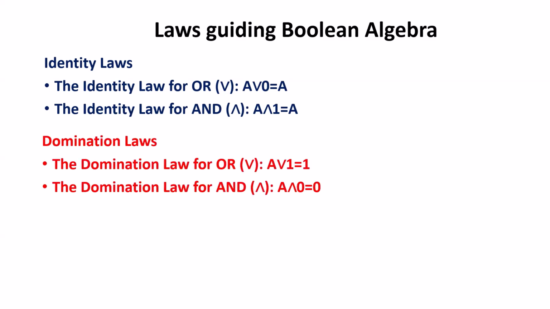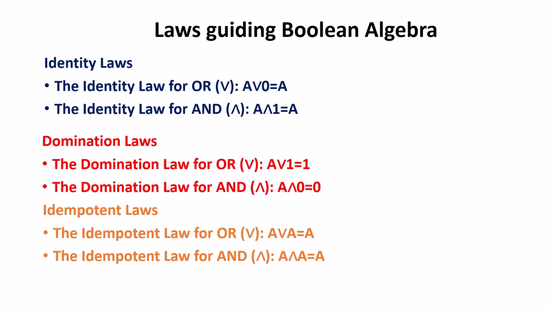We also have the domination laws for OR and for AND. The domination law for OR states that combining any Boolean variable A with true, 1, using the OR operation results in true, that is 1. And the domination law for AND states that combining any Boolean variable A with false, 0, using the AND operation results in false, 0.